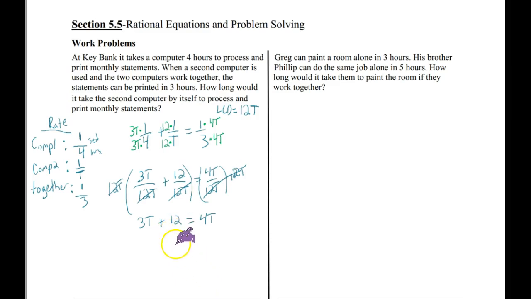I solve for t. I want to get all my t's on one side, so I subtract 3t from both sides. I'm left with 12 equals t. That means that the second computer can process those statements in 12 hours. That's the units. Go ahead and try the other 3 examples by defining the rates and then forming your equation.